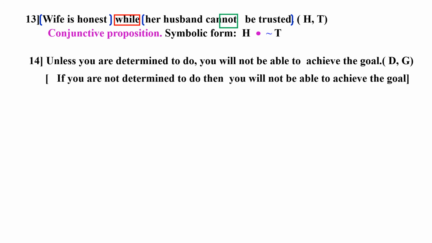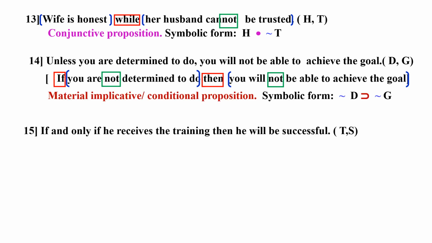So the main connective will be if then, and the antecedent will be you are not determined to do, and the consequent will be you will not be able to achieve the goal. Here the antecedent has a not, and the consequent also has a not. So it will be an implicative proposition, material implicative or conditional, and the symbolic form will be curl D horseshoe curl G.